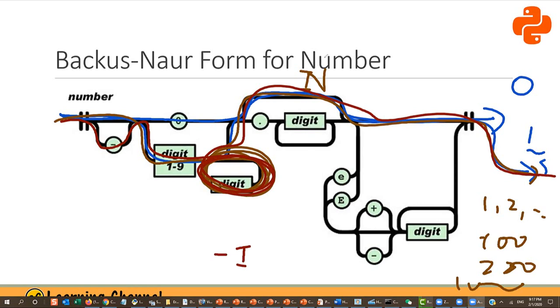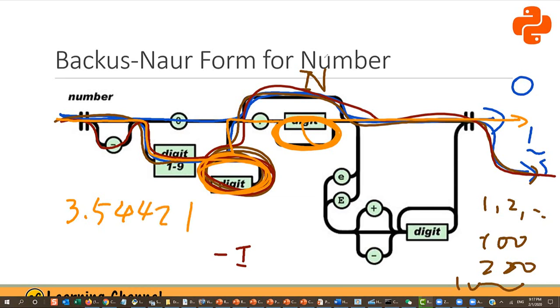And you can have floating point numbers. For a floating point number, go to here, repeat several times for the whole number portion, come here, get the decimal point, and get a few digits over here and get out. That gives you 3.5, 4.421, something like that. That is the so-called double or floating point number. And the last one, you may come to here, whole number, get out, come to here, a few digits, and then come here to the exponent and get out. That gives you scientific notation.